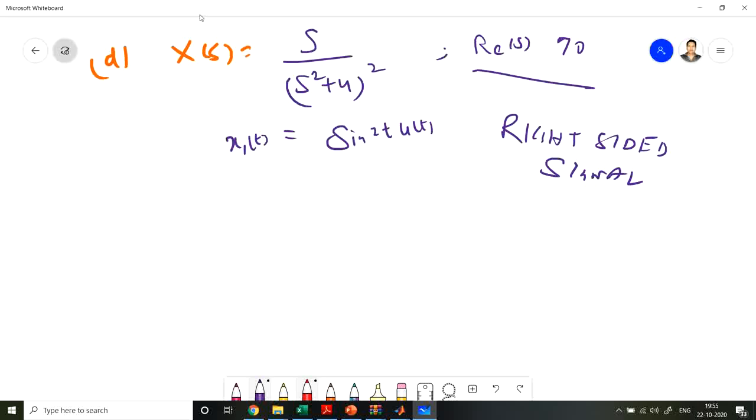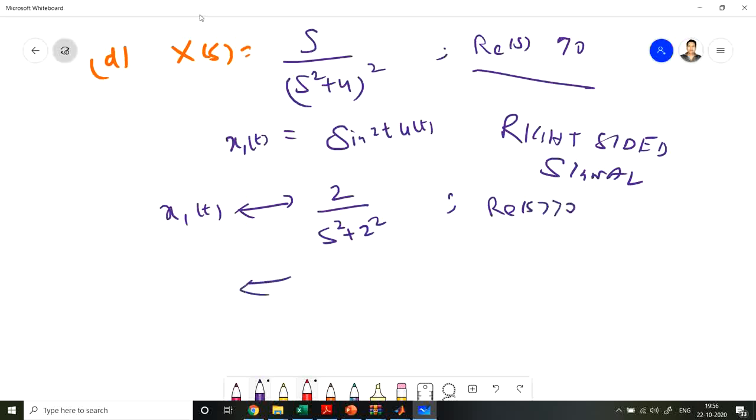First we can find out the Laplace transform of sine 2t into ut. So what should be the Laplace transform of sine 2t into ut? That Laplace transform of sine 2t into ut is 2 divided by s square plus 2 square, and the ROC is real part of s greater than 0. So it is equal to 2 divided by s square plus 4, and the ROC is real part of s greater than 0.